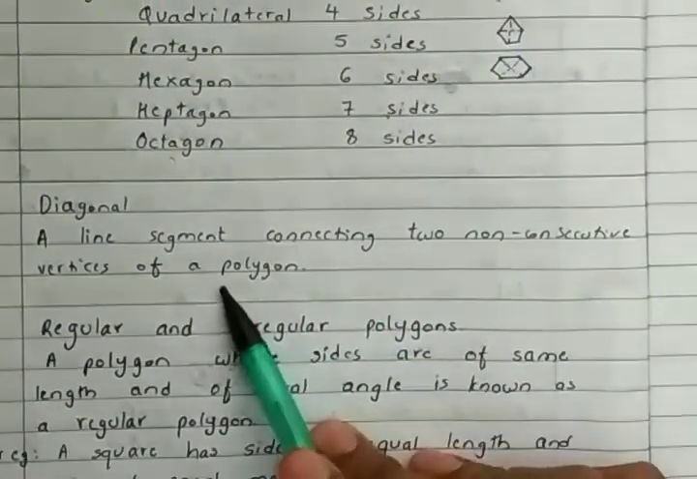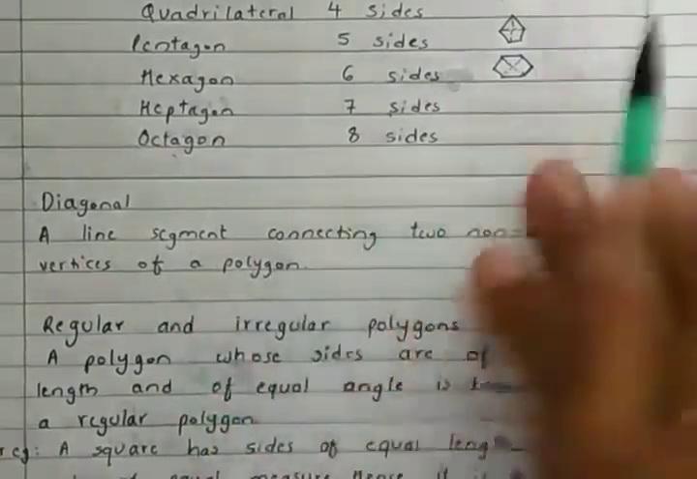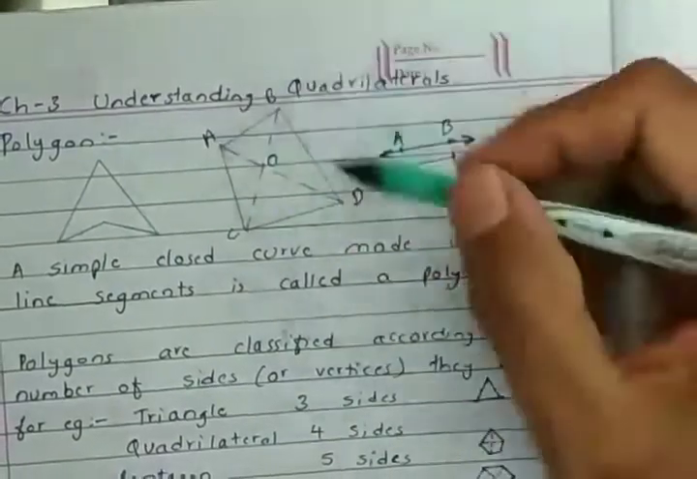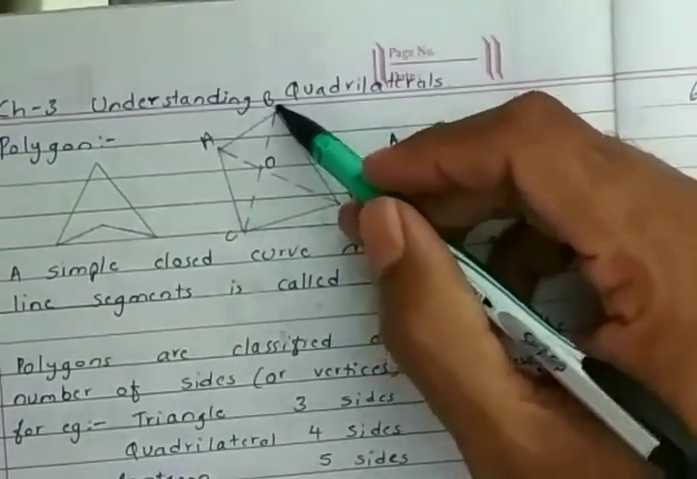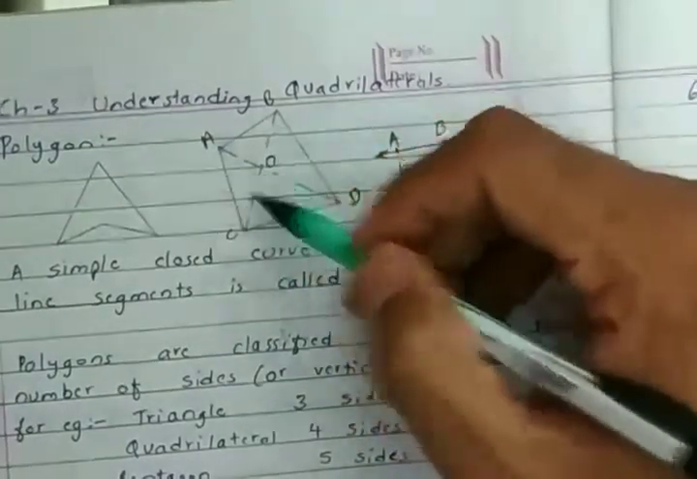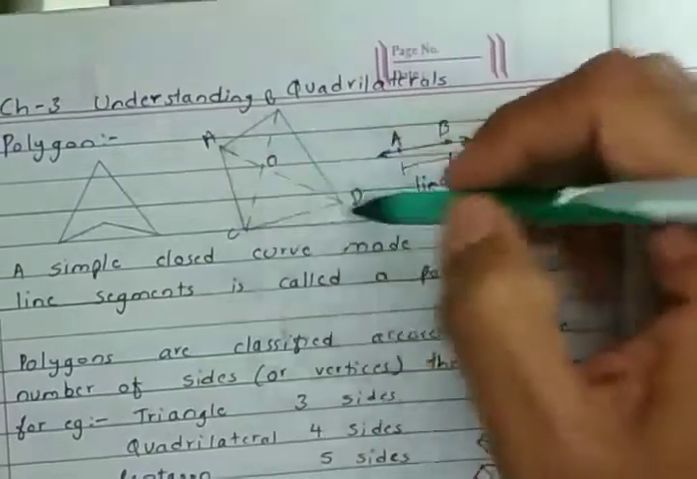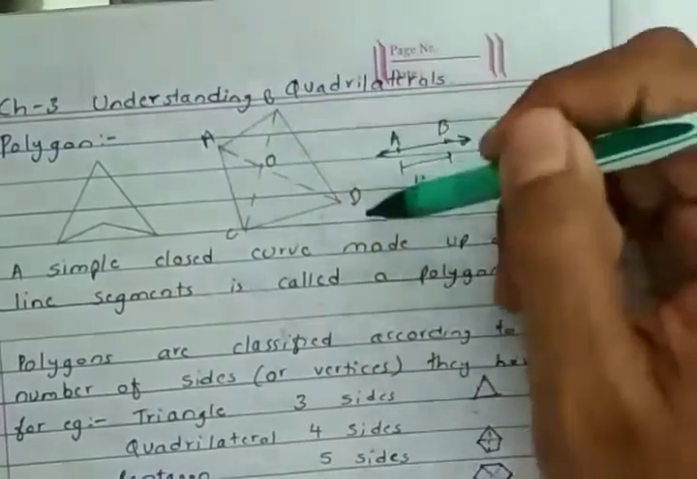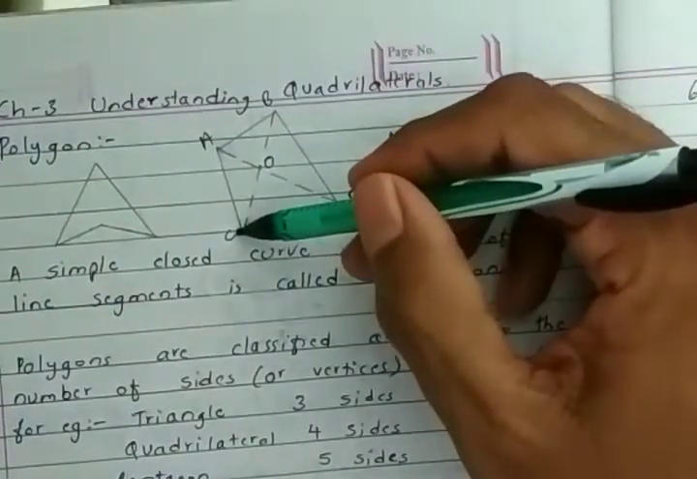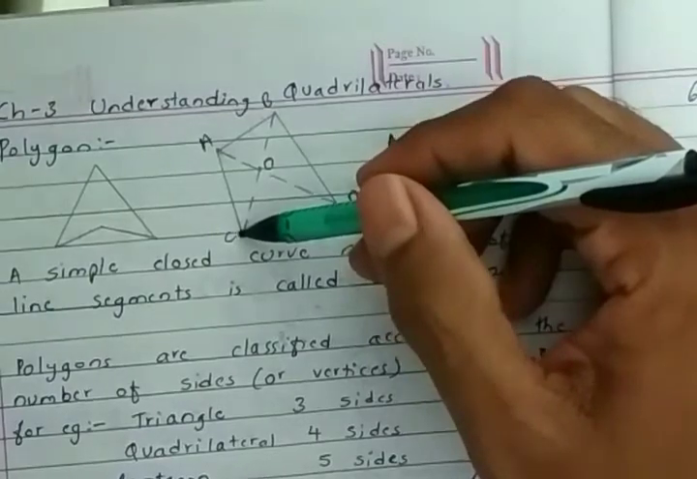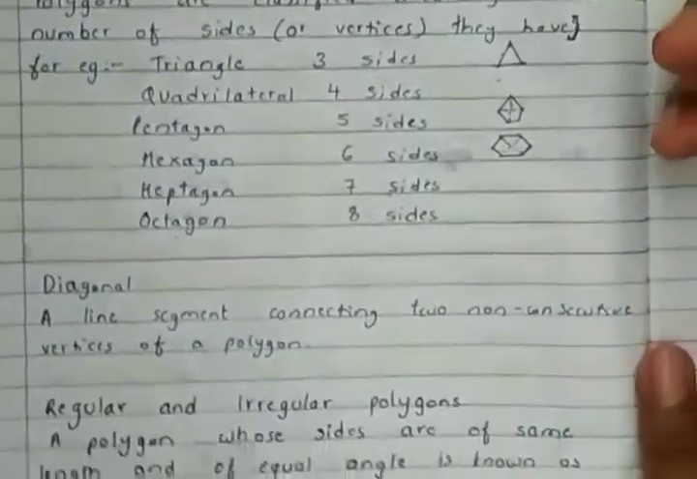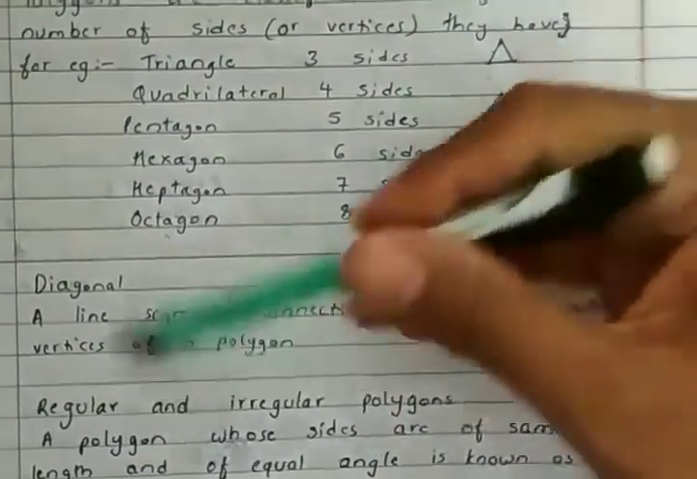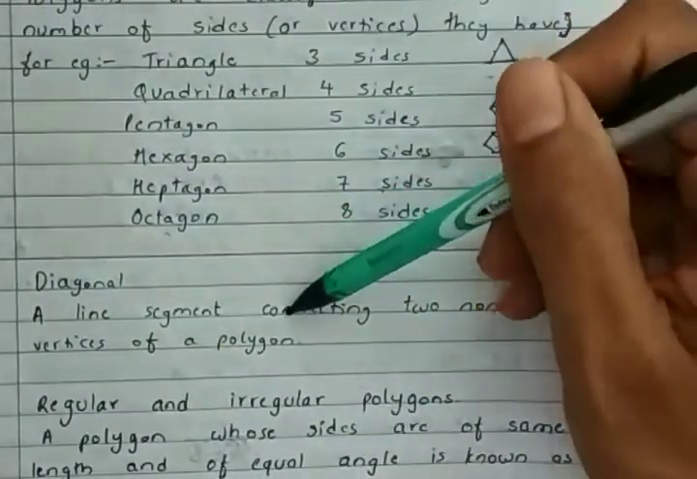Now let's learn the definition of a diagonal. What is a diagonal? Now if you take same figure, if you join point A and point B, and if you join point B and point C, they meet together at point O. So this is the diagonal of this quadrilateral ABDC. So how will you define the diagonal? A line segment connecting two non-consecutive vertices of a polygon.